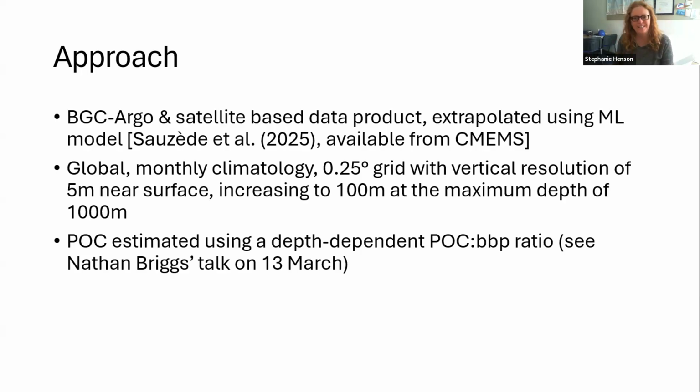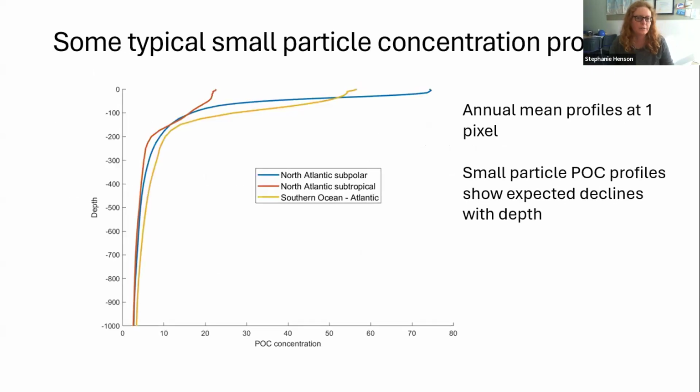Now that's POC concentration, and that's really important to remember all the way through this talk, that we're not talking about POC fluxes. I'm just talking about POC concentration. So what do the POC profiles look like in terms of small particles? Here are just some examples, pulled out from 3 of the pixels in 3 contrasting regions. And you can see that small particle POC shows the expected decline with depth, as you would hope. There are some interesting differences between the areas, but nothing that would be unexpected.